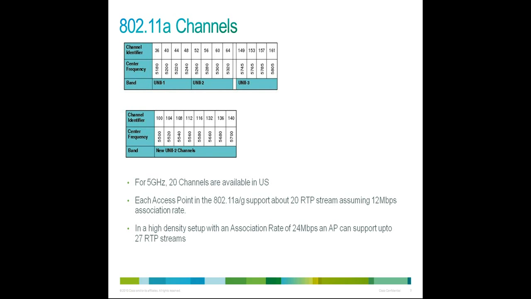In a high density environment, where we have the phones associating at 24 megabits per second, you can have up to 27 RTP streams. Now these are only ballpark figures, as the overall capacity depends on co-channel interference, the number of SSIDs being broadcasted, and the overall noise floor.